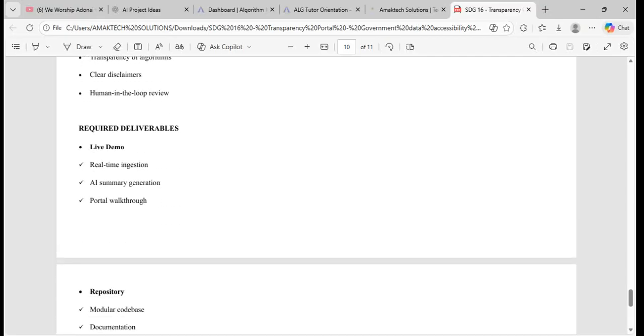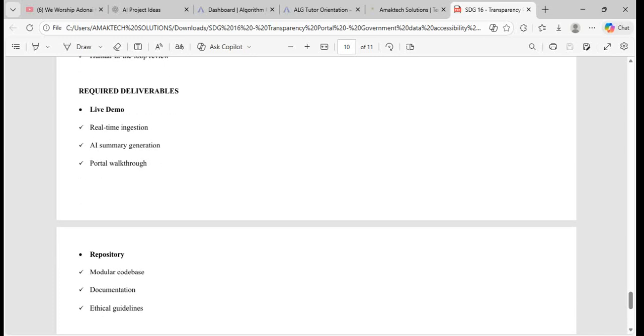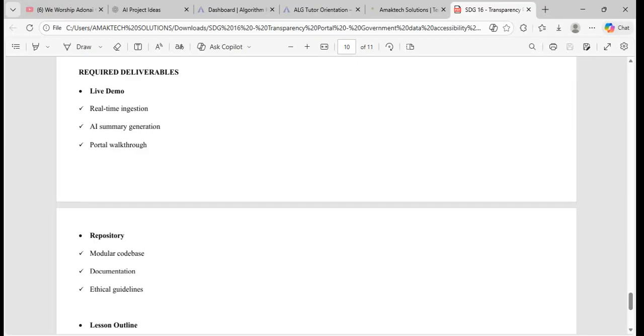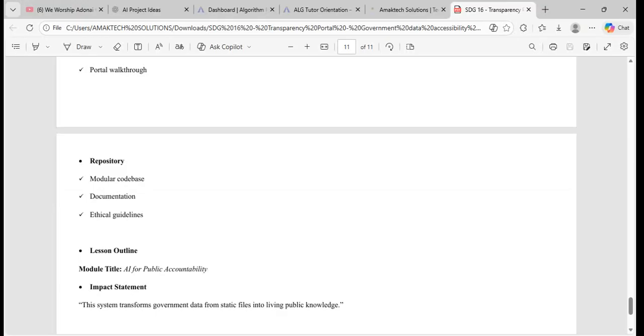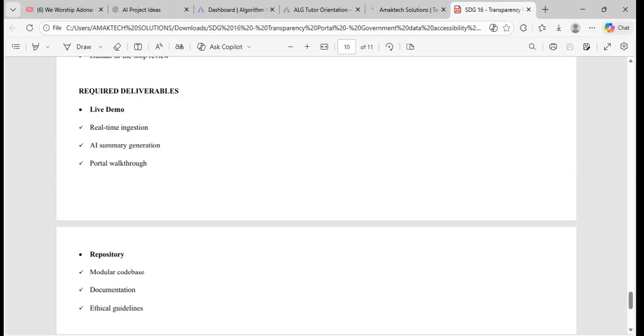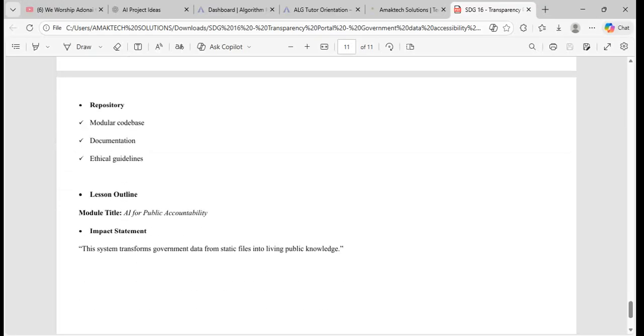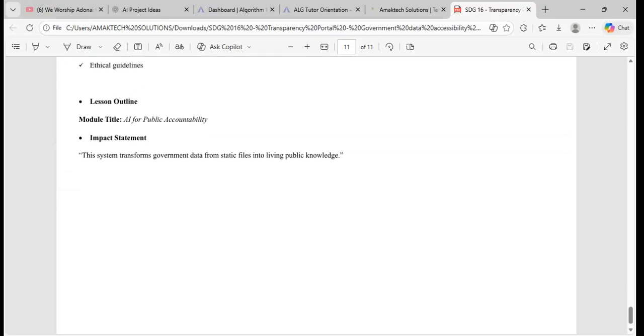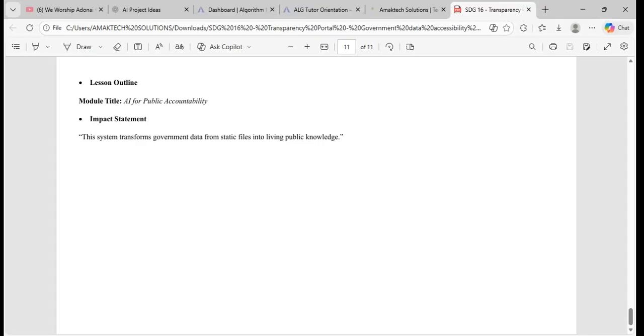And here are the required deliverables. A live demo, data ingestion, AI summary generation, photo walkthrough, repository, modular code-based documentation, ethical guidelines. Well, from there, we go to the lesson outline. Module title: AI for Public Accountability. This will be the module title.